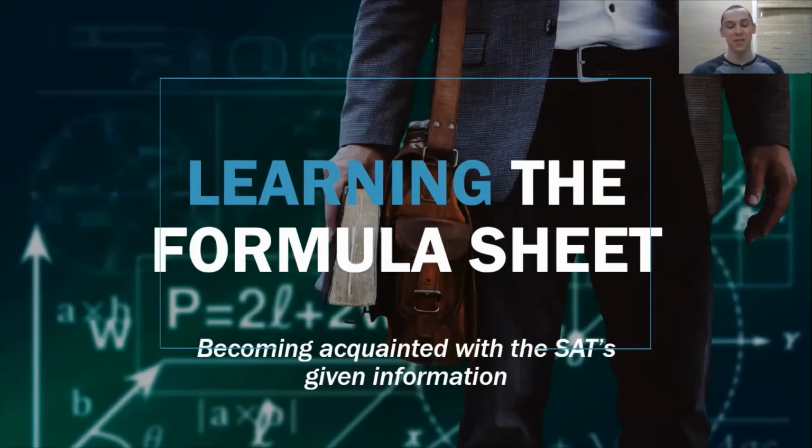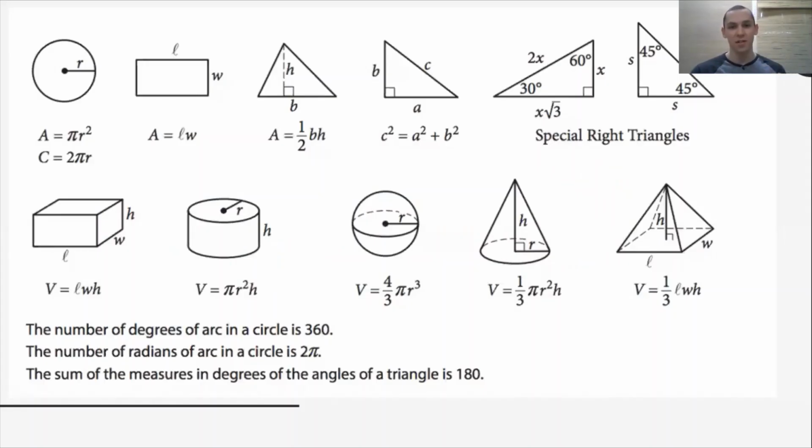So here we are, reading through the formula sheet. So this right here, what you see, or hopefully see anyway, is what the formula sheet will look like when you take the SAT. You'll have your circle, rectangle, triangles, lots of triangles. You have your rectangular prism, your cylinder, your sphere, your cone, and your pyramid. And then it's got these 3 statements down at the bottom left.